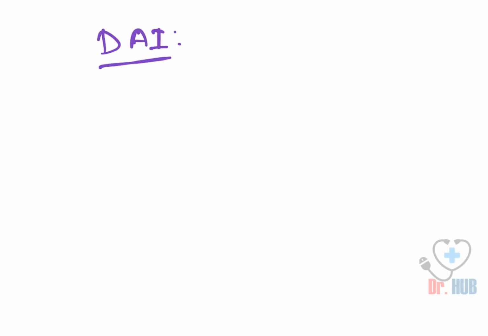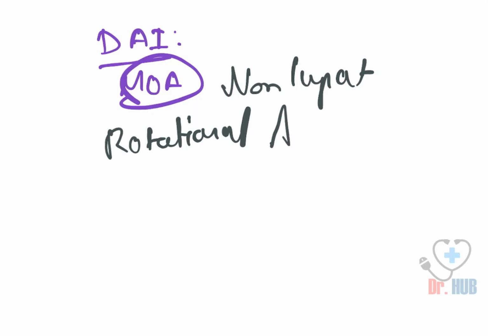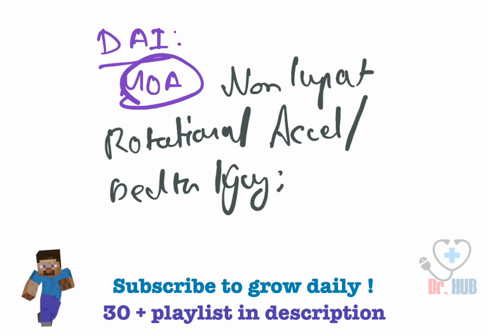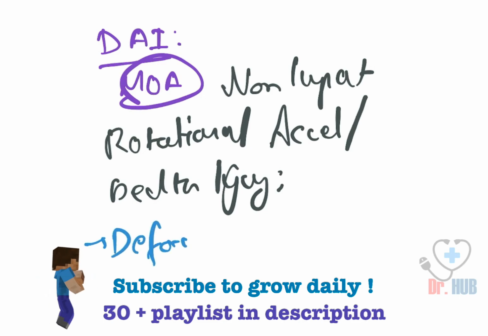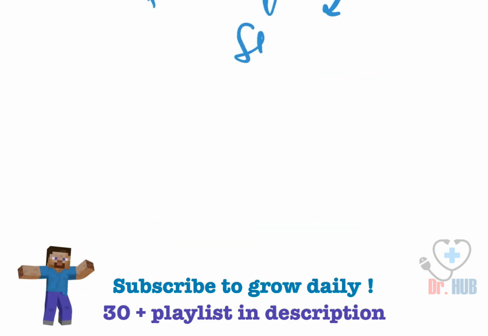So firstly, the mechanism of diffuse axonal injury is what we are looking at. It is due to non-impact rotational acceleration as well as deceleration injury. Next, this leads to a deformation of the axons, by stretching them.